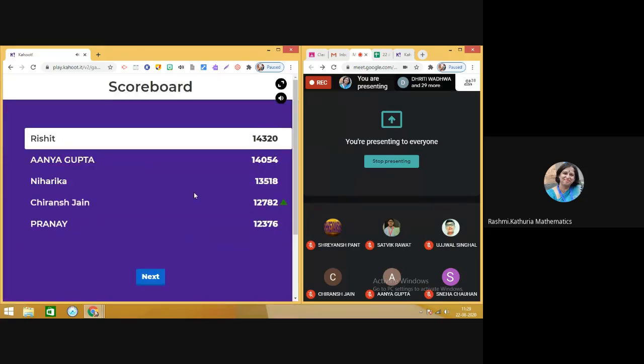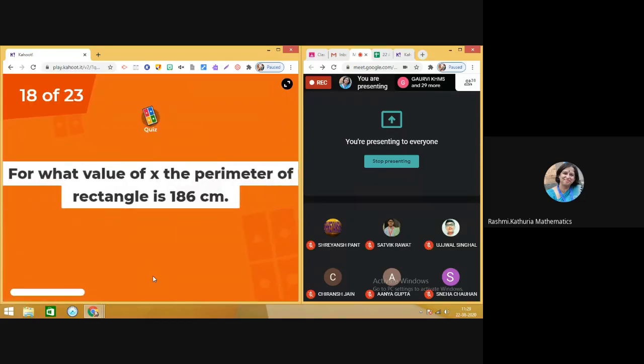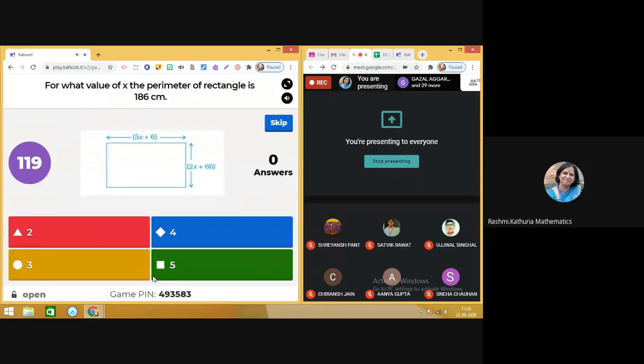There is a change now. The next question is very interesting. A picture is given over here, and in this rectangle, the length and breadth are shown. You have to find the value of x. And it is given that the perimeter of the rectangle is 186 centimeter.